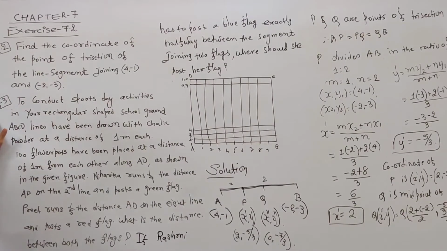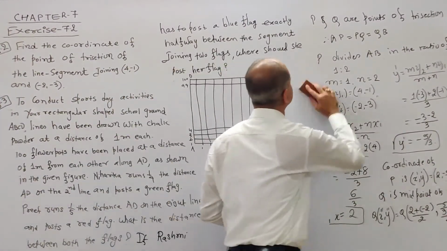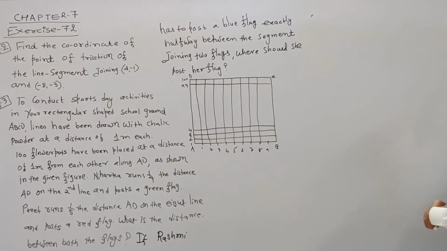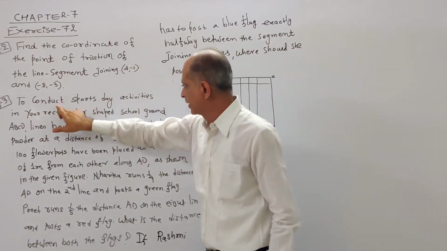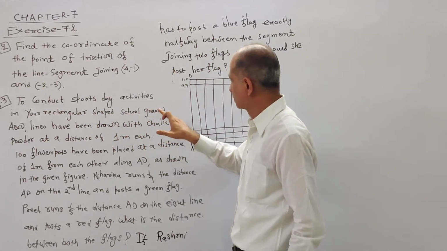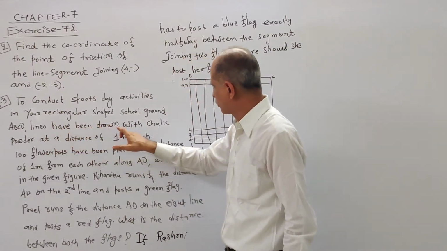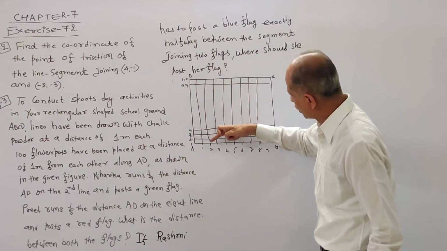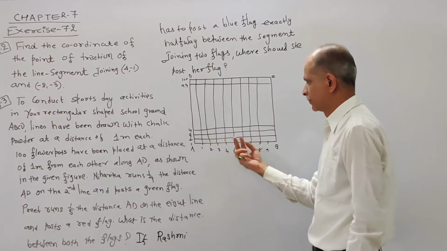Now let me solve example number 3 of exercise number 7.2. Let us read the example first. To conduct sports day activities in your rectangular school ground ABCD, lines have been drawn with chalk powder at a distance of 1 meter each. Here the line with chalk powder is drawn at the distance of 1 meter each.